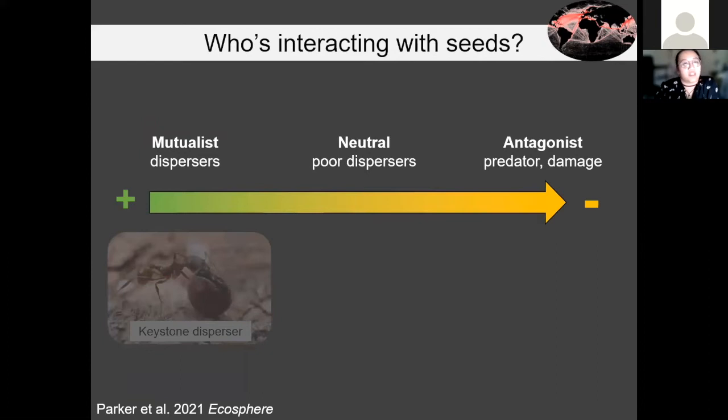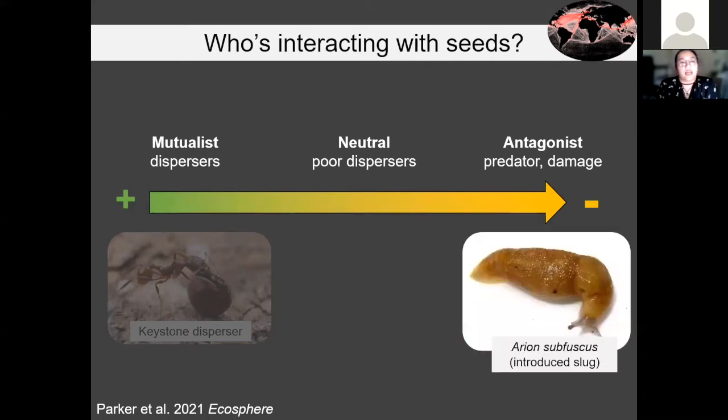But let's dive in. Going back to thinking about who's interacting with these seeds, I alluded to before, and I hope you kept track, that I was talking about those interacting with seeds, but they were all ant examples. Something that came up in our data that was very interesting, and is also known in the seed dispersal literature, is a non-ant antagonist, an introduced slug. Slugs belonging to the group Arion subfuscus. This relationship has been studied by not only my advisor, but some of her collaborators. We wanted to see whether location in a forest might impact this negative interaction.